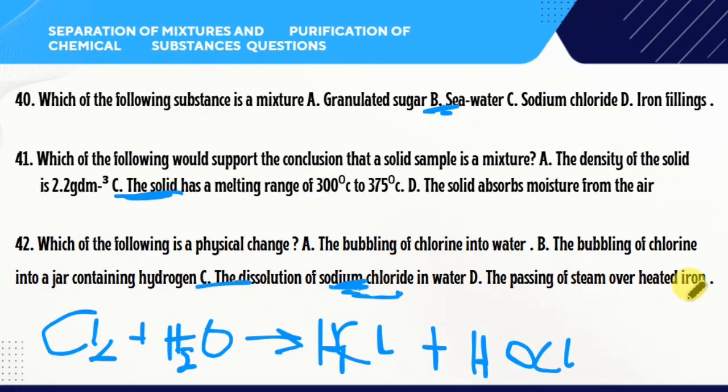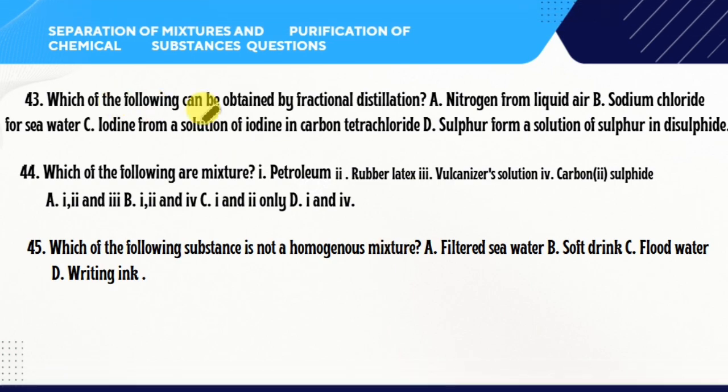And passing of steam over heated iron. This is also going to form iron oxide and hydrogen gas. So this is also a chemical change.